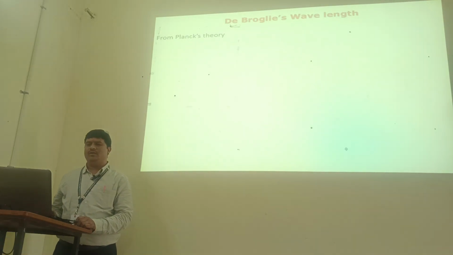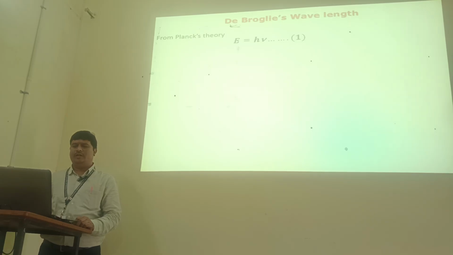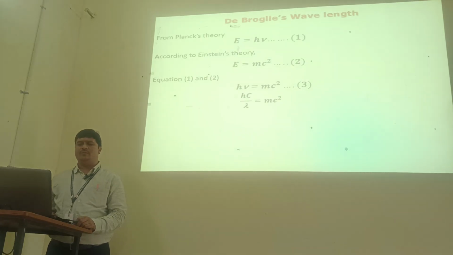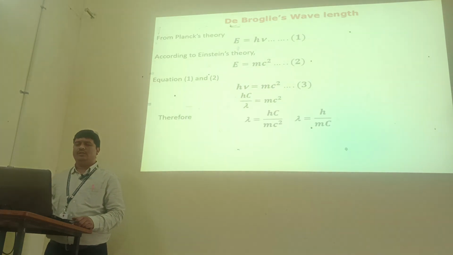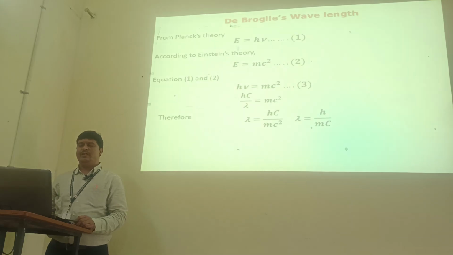Next, we have the derivation of de Broglie wavelength. From Planck's theory, E equal to h nu. Then from Einstein's mass-energy relation, we have E equal to mc square. Next, from equations 1 and 2, we have h nu equal to mc square. Then we have hc by lambda equal to mc square. Here nu equal to c by lambda. Therefore, we get lambda equal to hc by mc square. Next, lambda equal to h by mc.